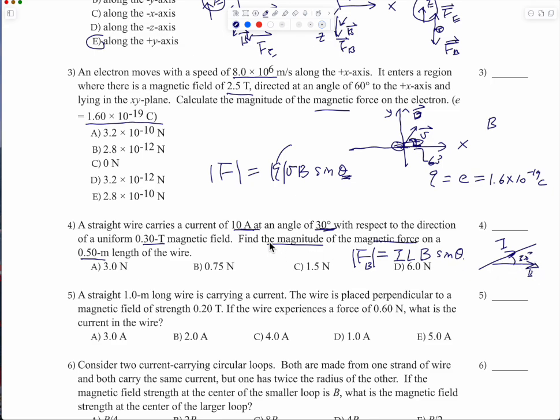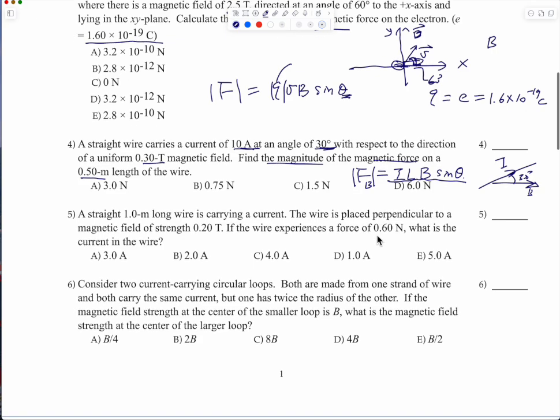That is the angle you're looking for, okay? So just plug into this equation. Use your calculator to find the solution, all right?